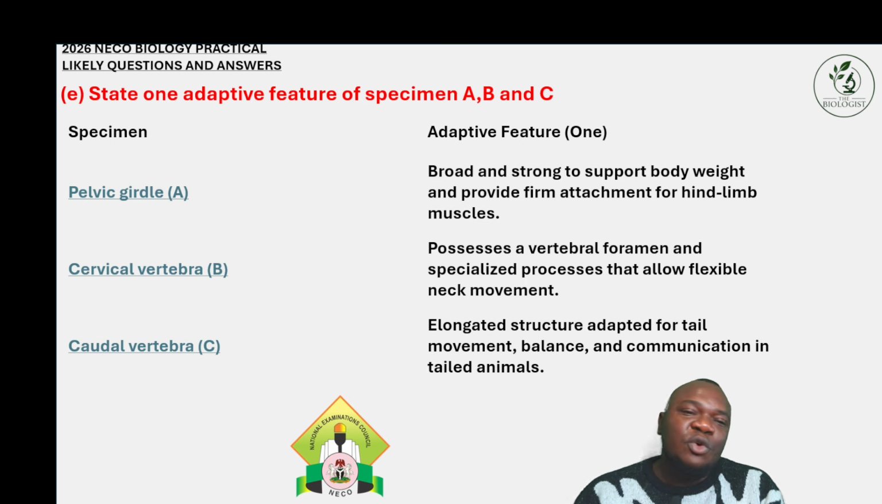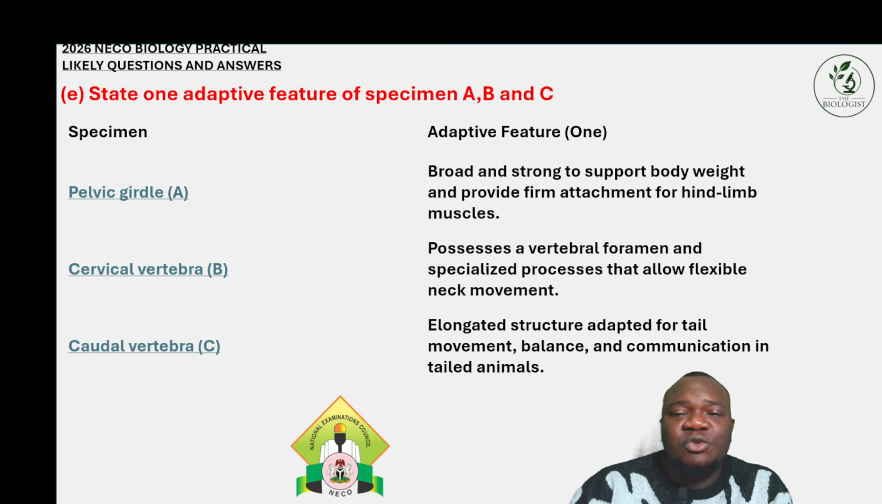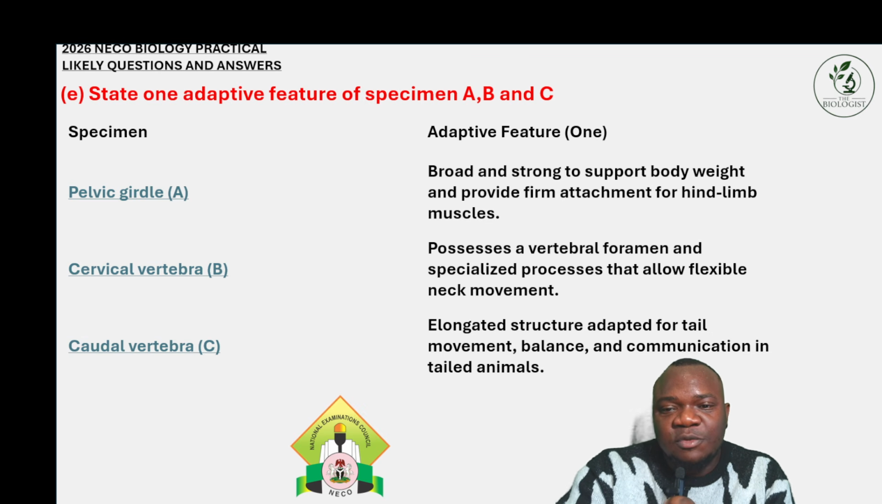All right. So for the caudal vertebrae, which is found in the tail, they help for movement, balance, communication in animals that have tails and stuff like that. So just take your time to read all this information and get the full insight of all of them.